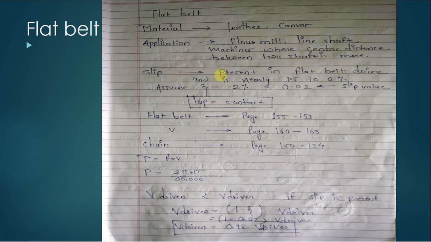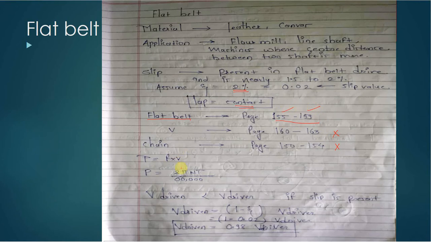Now slip present in flat belt drive is nearly 1.5 to 2%. Assume slip is equal to 2%, 2% equal to 0.02 is the slip value. Lap means contact. Here we discuss the flat belt. So the page number is 155 to 159. We are not discussing the V belt and chain belt. We are right now discussing the flat belt. The page number is 155 to 159.